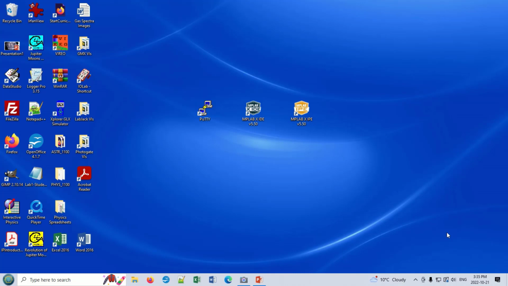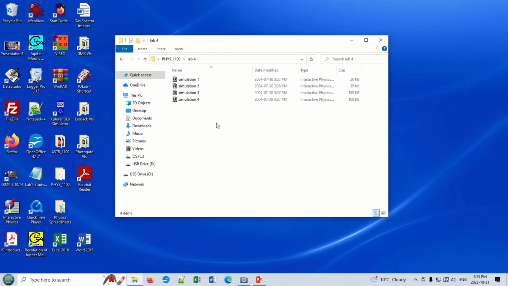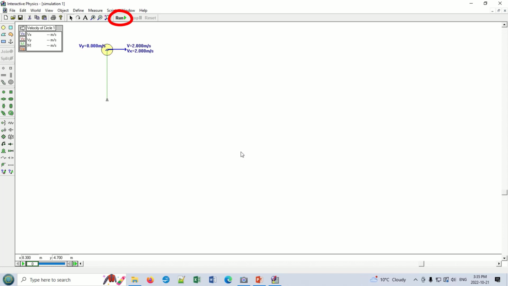So to start with, we're going to look at 4 simulations. As usual, you go to the 1100 folder, and you want to go into the Lab 4 folder. And there's 4 simulations. So let me open up the first. When you click Run, it's going to show us a little movie of a ball moving on a string in a circle. So I click Run, and you see it moving in a circle now.